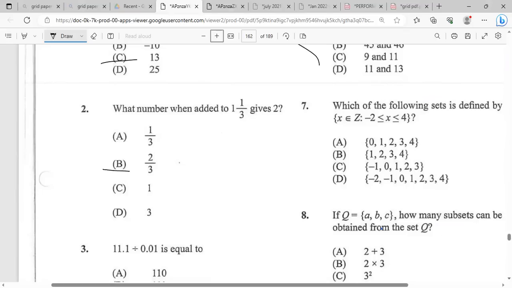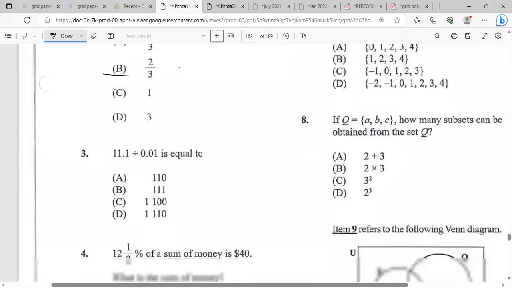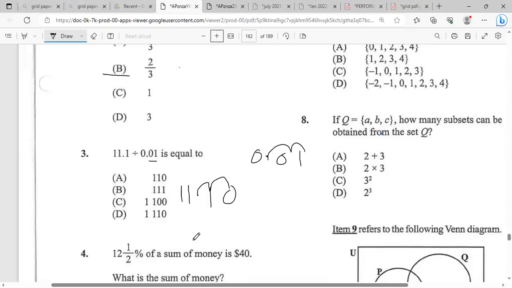And for this one, it says 11.1 divided by 0.01 is equal to, so we know we have to convert this to a whole number. We move 2 places, so we do the same for this. But in order to do that, we have to add a 0. So this becomes 1110 divided by the 1, which we got over here. So that gives us this one.